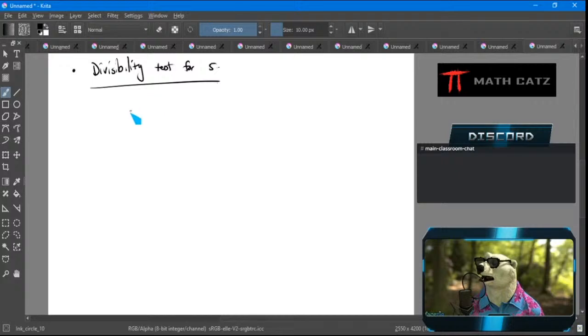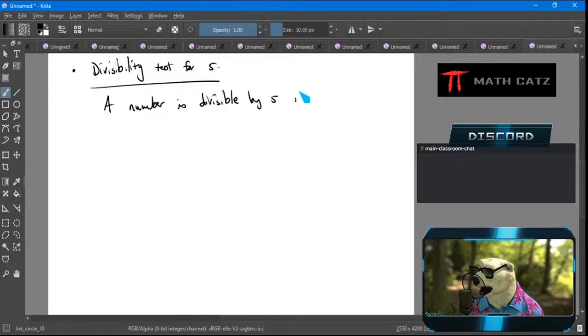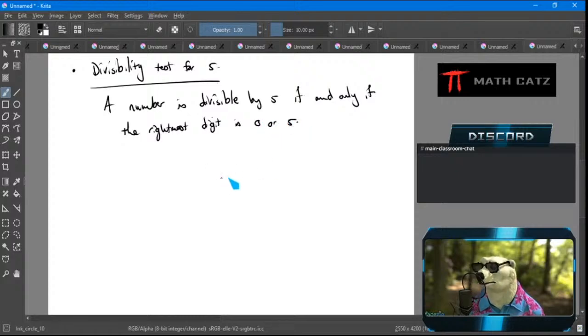All right, just trying to think of all the things I need to say. A number is divisible by 5 if and only if, so I want the condition that is true always, no exceptions, if the rightmost digit is 0 or 5. Again, we all knew this. Let's move on with our lives.